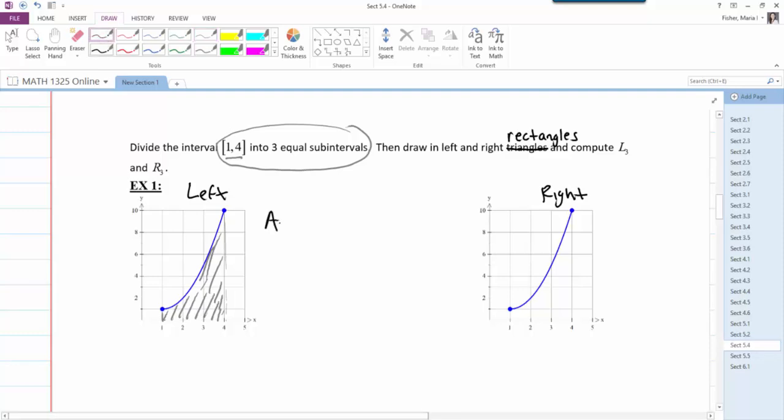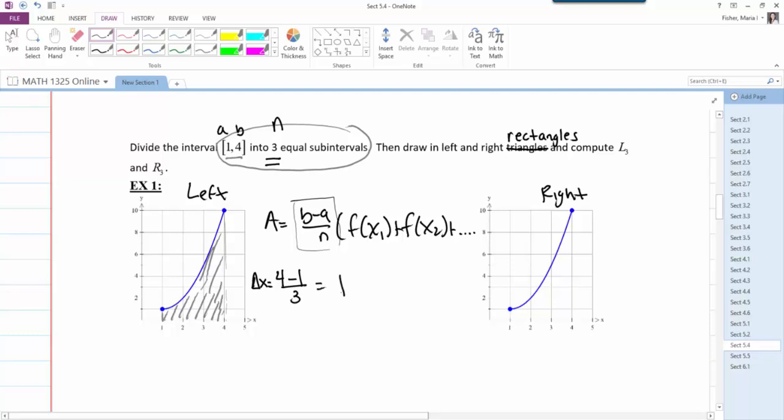Now recall, your area is always going to be b minus a over n times f of x sub 1 plus f of x sub 2 plus dot dot dot. So here, I first need to figure out what my width is going to be for these rectangles. Well, if my interval is from 1 to 4, then my a is equal to 1, my b is equal to 4. And if I'm dividing it into 3 subintervals, then n is equal to 3. So my delta x, or that width, is equal to 4 minus 1 over 3, or 1.